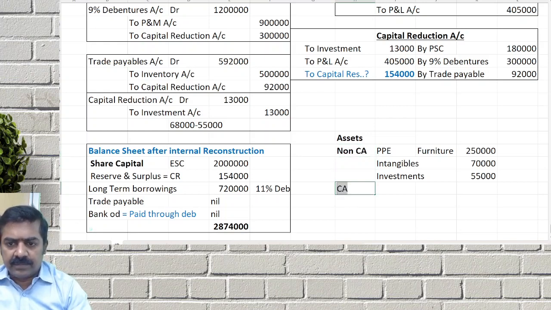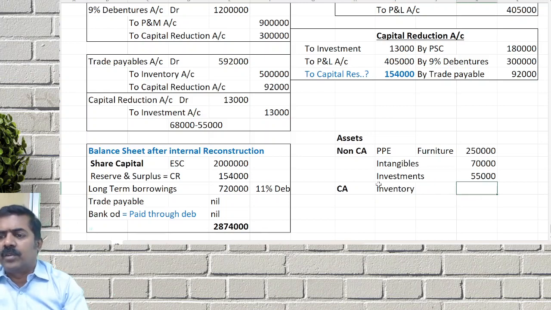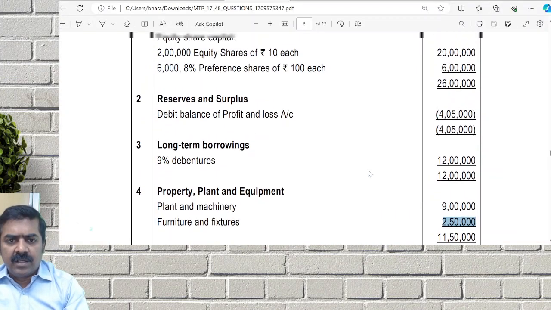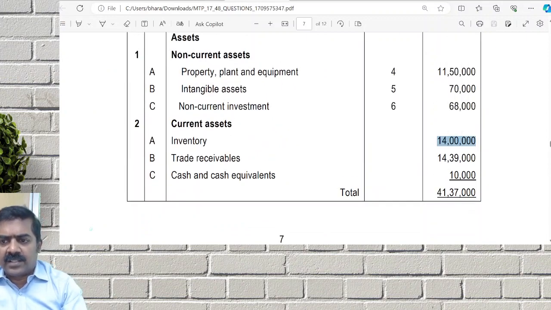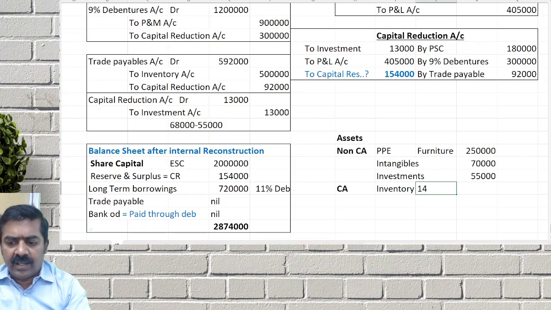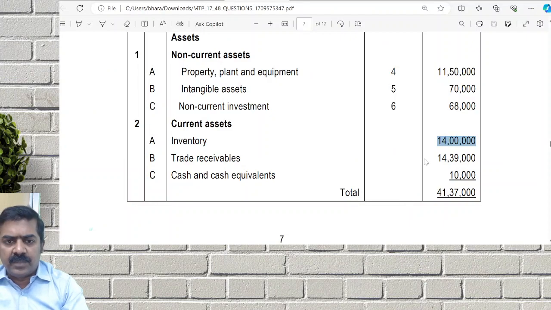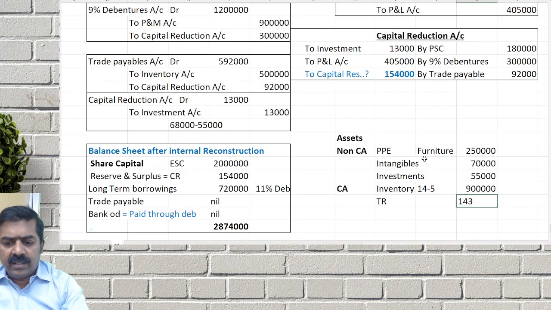Current assets, what? Inventory, not everything is taken over by trade payables. Look at the inventory, 14 lakhs. Inventory taken over is 14 lakh minus 5 lakh. Remaining, how much will come? Then trade receivables will continue. What is the trade receivables? 14 lakh 39,000. There is no change.